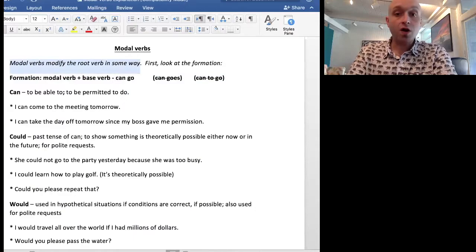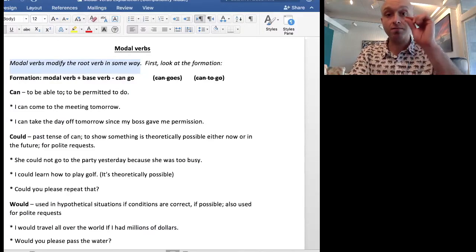The first thing to talk about with modal verbs is their name. What does it mean? What is a modal verb? A modal verb modifies a verb in some way. For example, if we take the verb go, saying I can go, or I could go, or I would go, or I should go, or I must go, all modify that verb of go in different ways. So it changes the meaning.